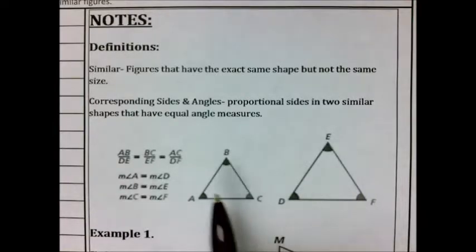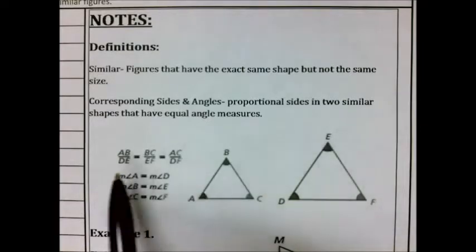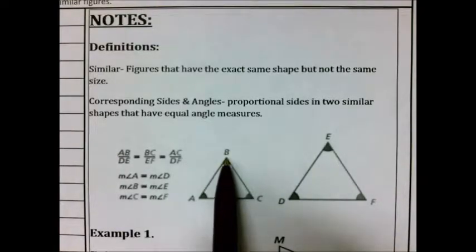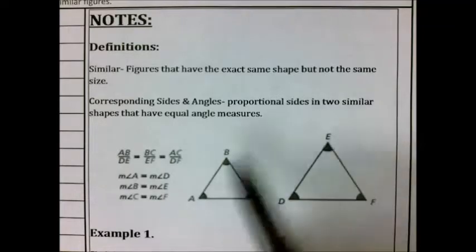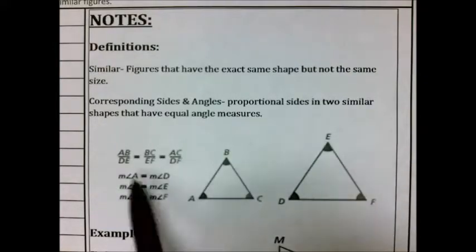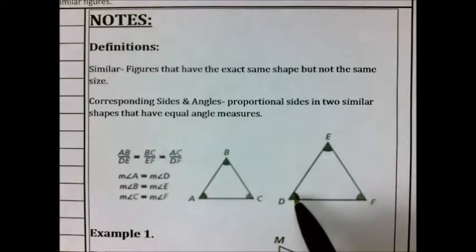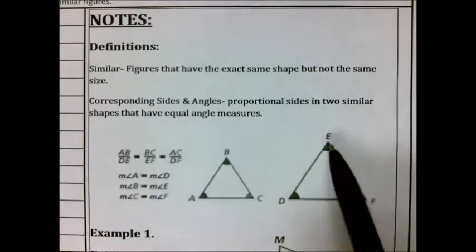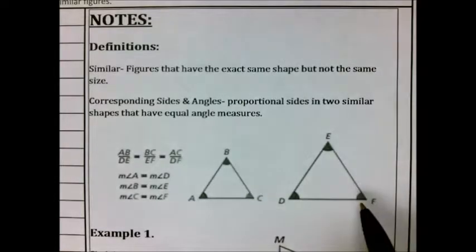Okay, now corresponding sides and angles are proportional sides in two similar shapes that have equal measures. So we're taking a look here. AB, the corresponding side of that would be DE. BC would be EF, and AC would be DF. And the same goes with the angles too. Measure of angle A is equal to the measure of angle D. Measure of angle B is equal to the measure of angle E. Measure of angle C is equal to the measure of angle F. Okay, so that's what we're talking about when we're talking about similar figures as well as corresponding sides and angles.